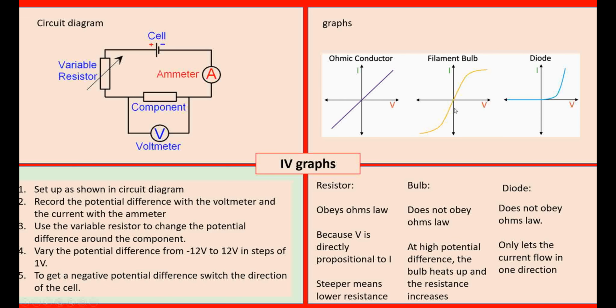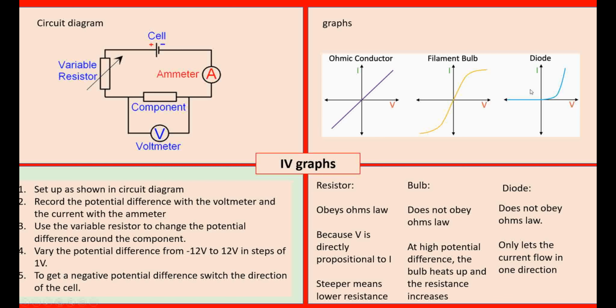So I've got the ohmic conductor, a resistor: a straight line, goes through 0, is directly proportional. A filament bulb, okay, is not directly proportional. It is not a straight line. It goes through 0, but it is not a straight line. Okay. When you have a high current flowing through the bulb, the resistance increases. The resistance changes because it gets hot. Okay, so at a high potential difference, the bulb gets hot, heats up, and the resistance goes up.